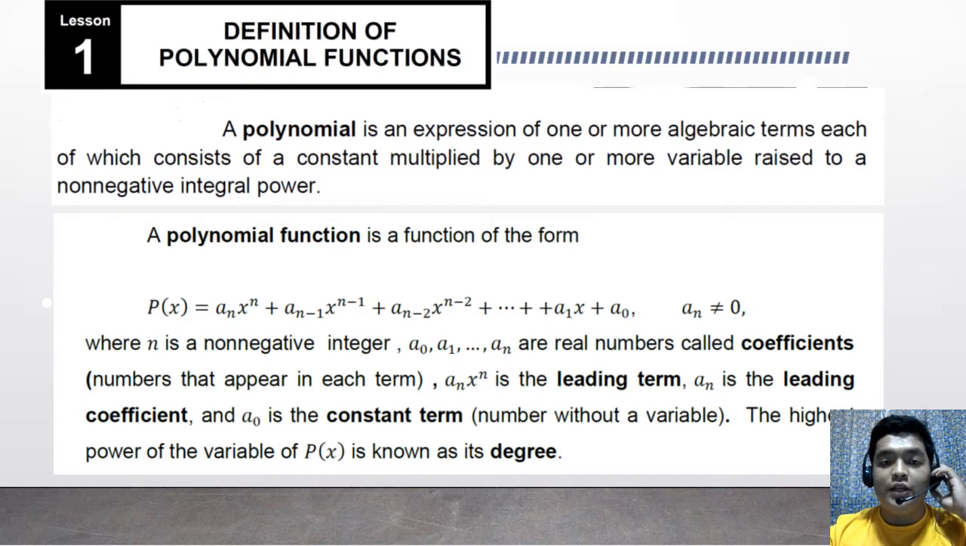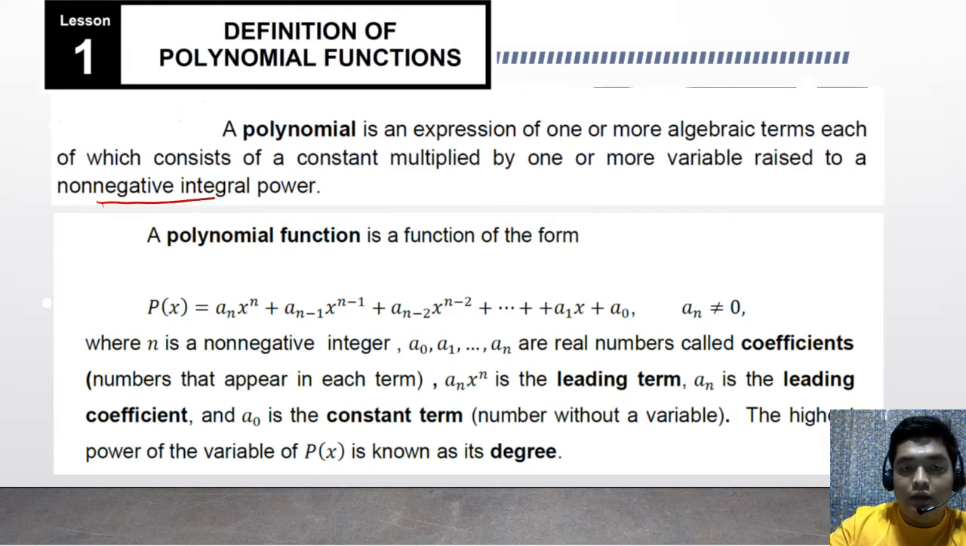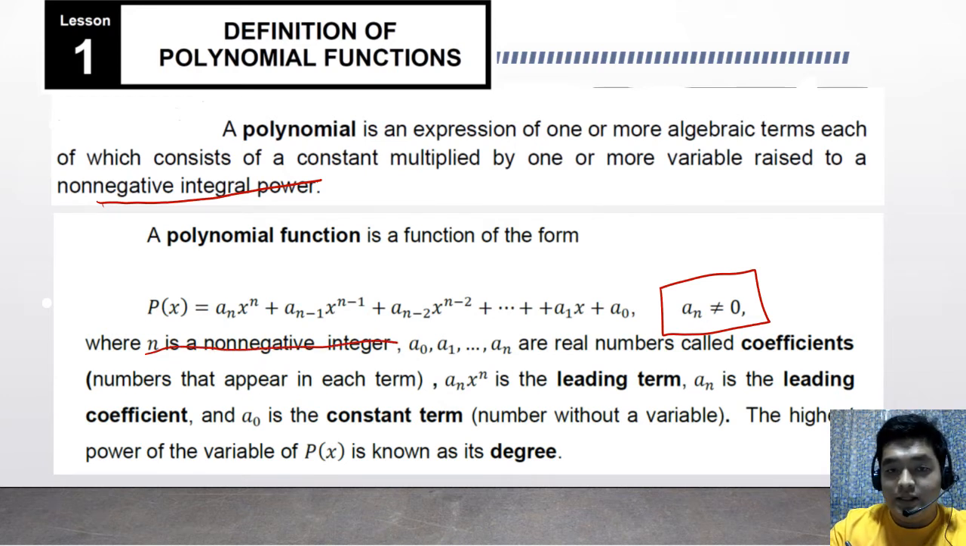A polynomial is an expression of one or more algebraic terms, each of which consists of a constant multiplied by one or more variables raised to a non-negative integral power. Again, non-negative. A polynomial function is a function of the form p of x equals a sub n, x to the power of n, plus a sub n minus 1, x to the power of n minus 1, up to a sub 0, where a sub n is not equal to 0, and n is a non-negative integer. Again, our exponents are non-negative.